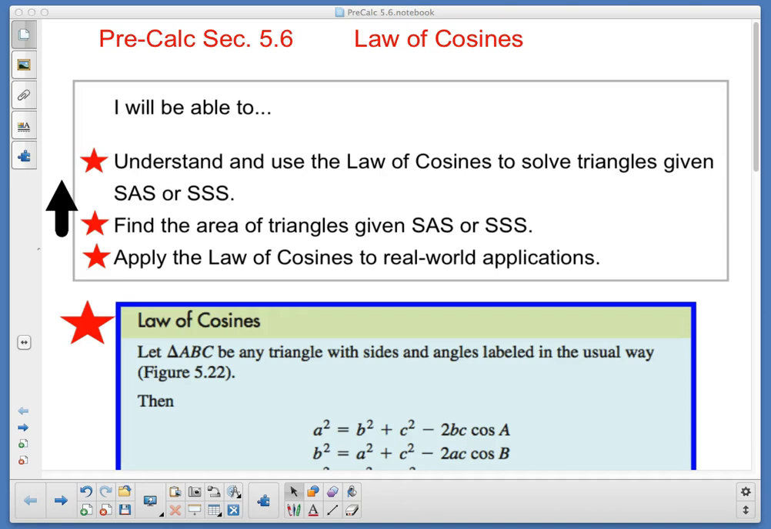and for the 5-6 day 2, it's an application video. It goes pretty quick, or at least in my mind, I think it'll go pretty quick. And then the assignment itself.